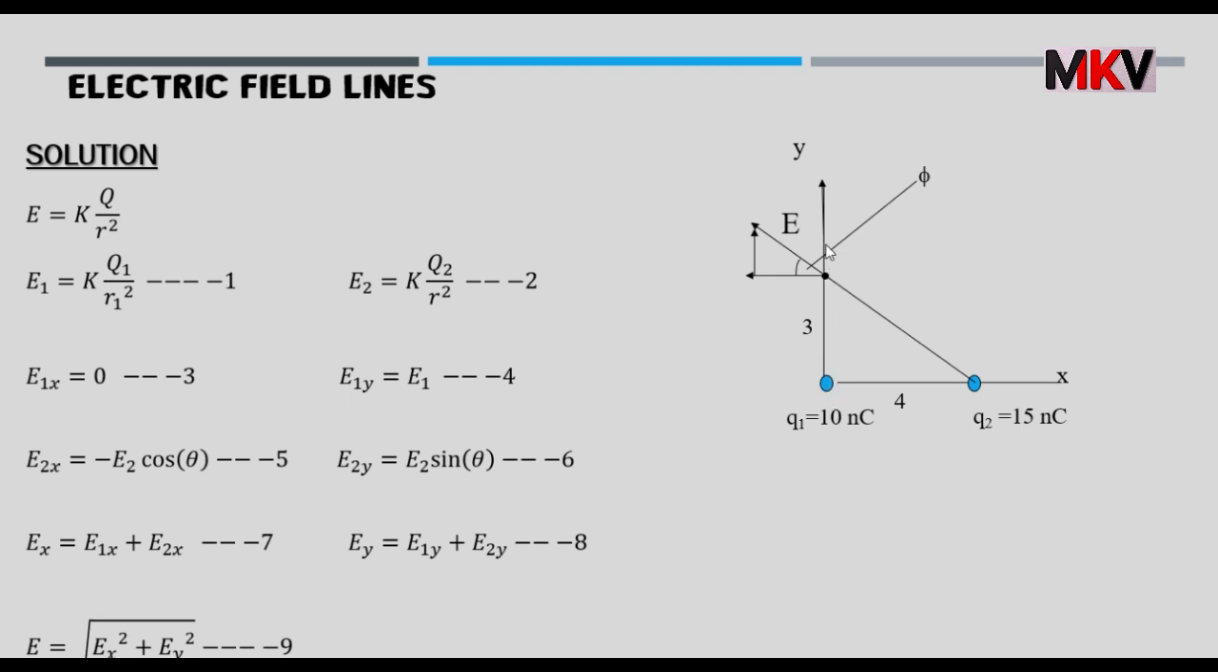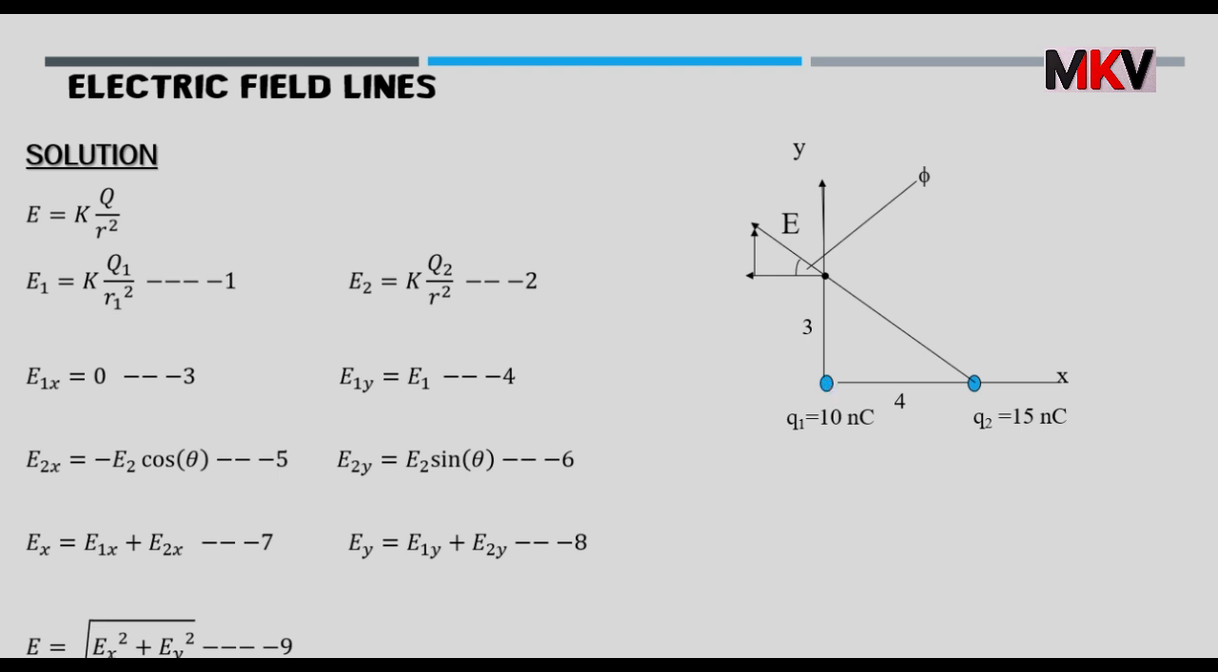There is no X component for Q1, so our E1x will be equal to 0. And E1y will be equal to E1, since charge 1 has only a Y component for its electric field. So we take key note of that.